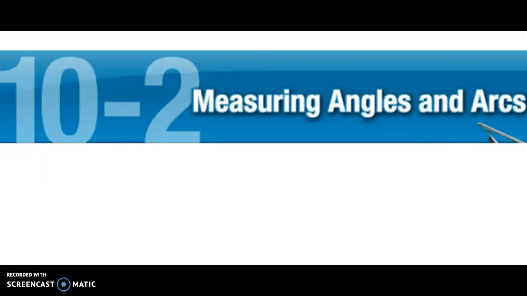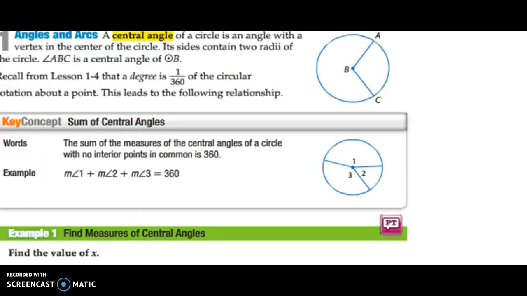Today we're going to be talking about measuring angles and arcs of circles. So first we want to look at what a central angle is. A central angle is the angle that is made up in the center of our circle. So if you look right here, this is circle B. Remember, we call it circle B because its center is B.